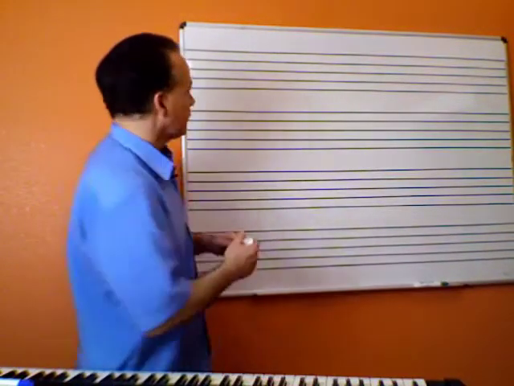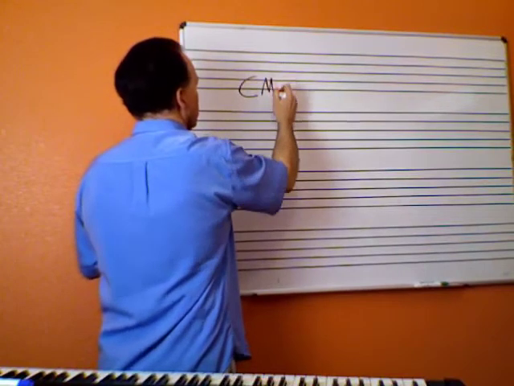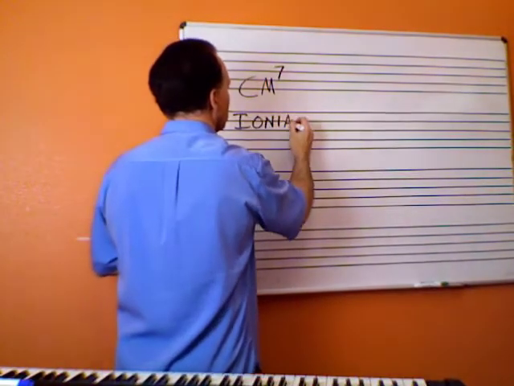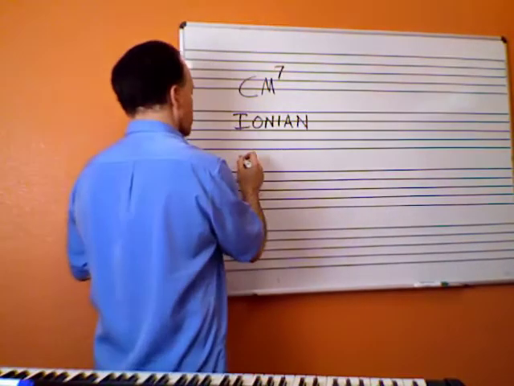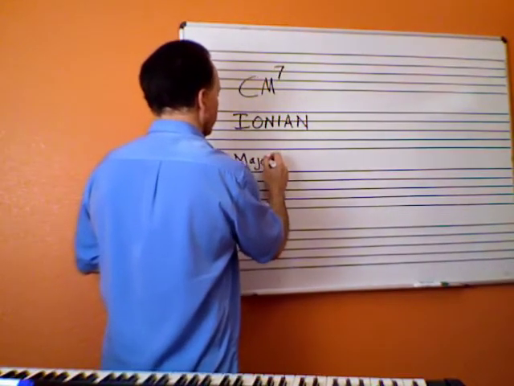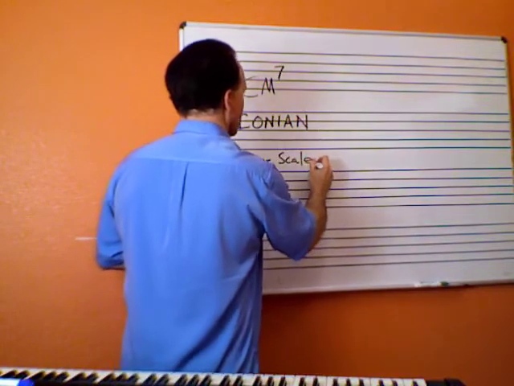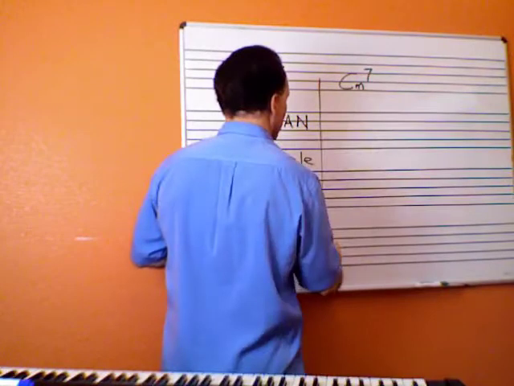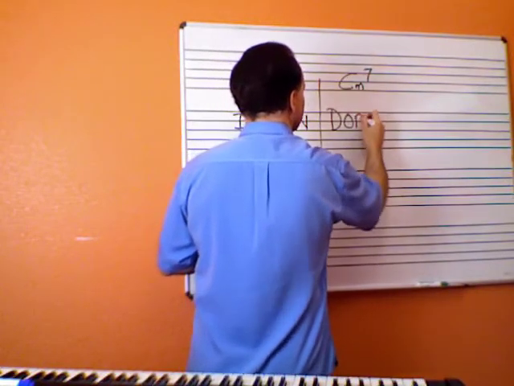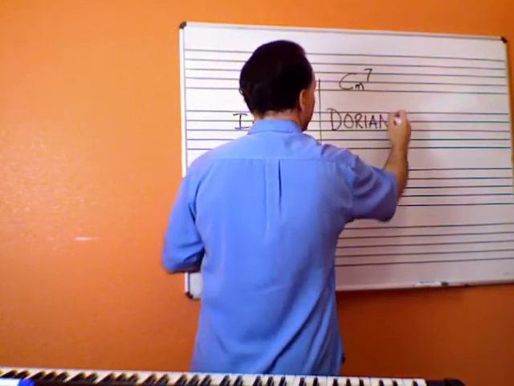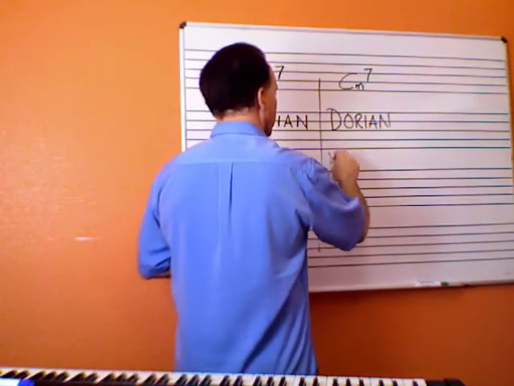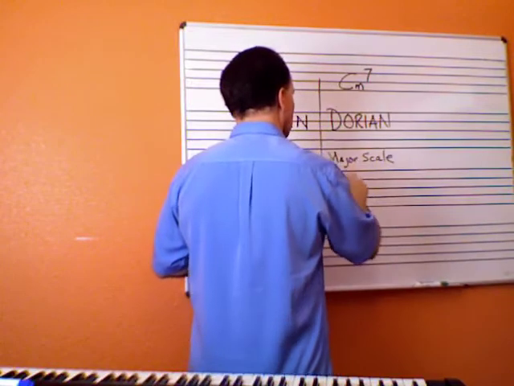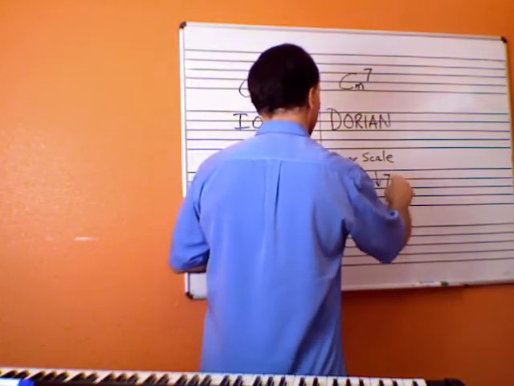Let's look at that one more time. So if we saw a C major seventh chord, we would use the Ionian mode, and that's the same thing as the major scale. Then we said if we see a C minor seventh chord, we're going to use Dorian. A couple of ways we thought about Dorian was it's the major scale with a lowered 3 and a lowered 7.